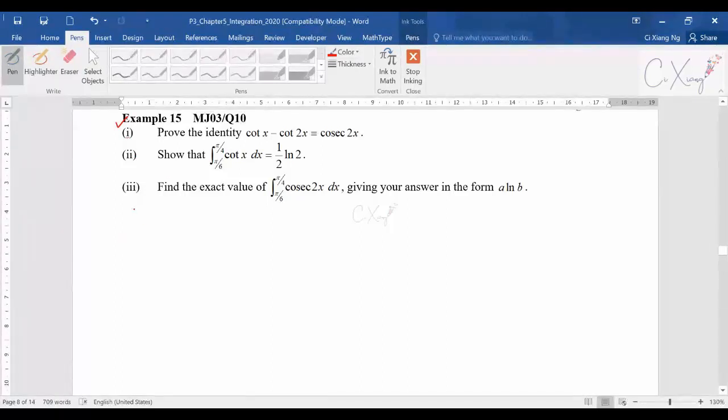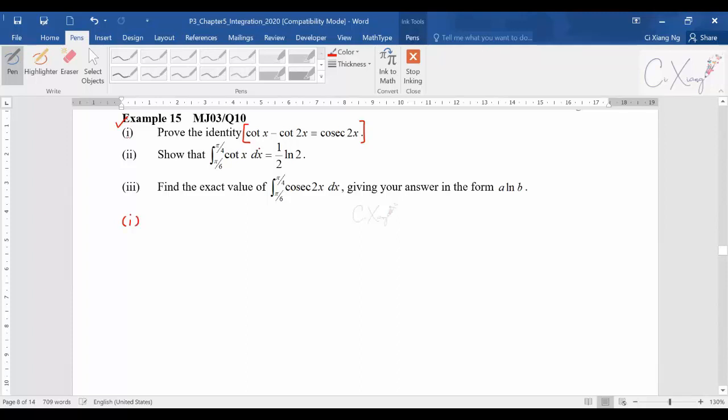For example 15, first part, they want us to prove the identity. This question generally involves the trigo identities in chapter 3 that we learned before. If you want, you can pause the video first and attempt the questions, and if you cannot get an answer, only then come back to have a look at how to get the answer here in detail.